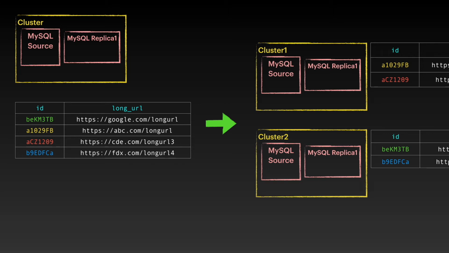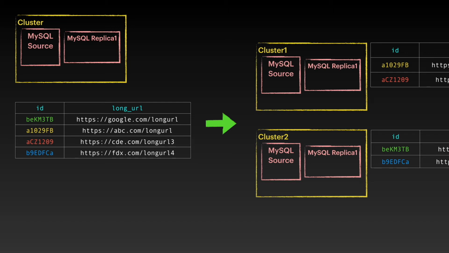For each of those read-write requests, we take ID as the partition key. To decide which database cluster the request will go to, we apply a hash function to the ID. In this specific example, we take the first alphabet. If it equals A, it goes to cluster 1. If it equals B, it goes to cluster 2.